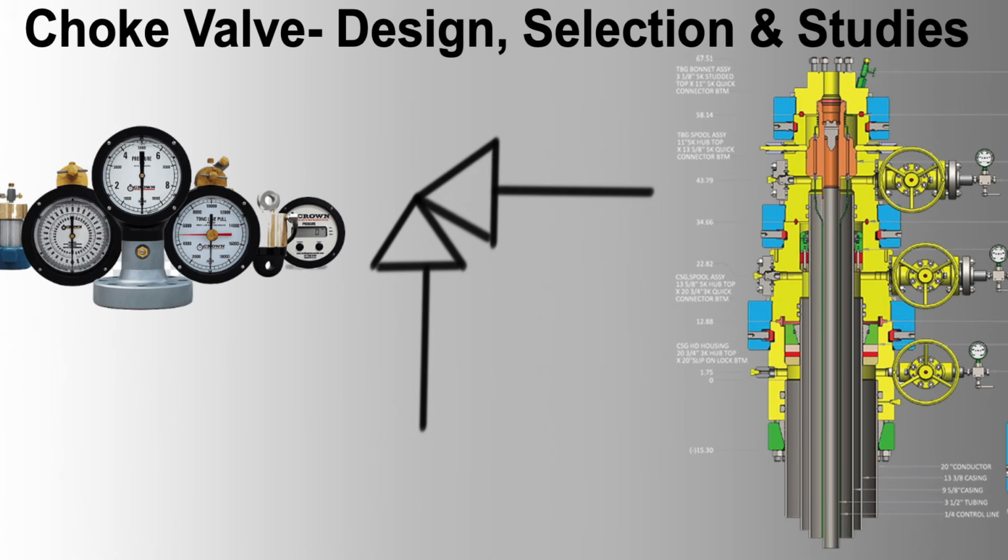Practical examples and solutions. 1. Erosion of valve trim. Problem: high-velocity fluids causing erosion of valve trim. Solution: use tungsten carbide or ceramic trims for high erosion resistance. Implement flow conditioning devices to reduce fluid velocity and turbulence.